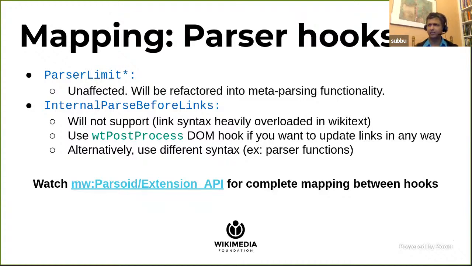So it really does not make sense to start modifying link syntax through extensions. But if you need to modify the output of links in any way, then you should probably be able to do that using the wikitext post-process DOM hook. Alternatively, if you need to do something different with links and are just overloading the link syntax right now, you probably should use a different syntax, or alternatively use parser functions. So for example, Semantic MediaWiki uses this, and I believe it can probably use parser functions to do the same job that it is using the parser hook for right now.